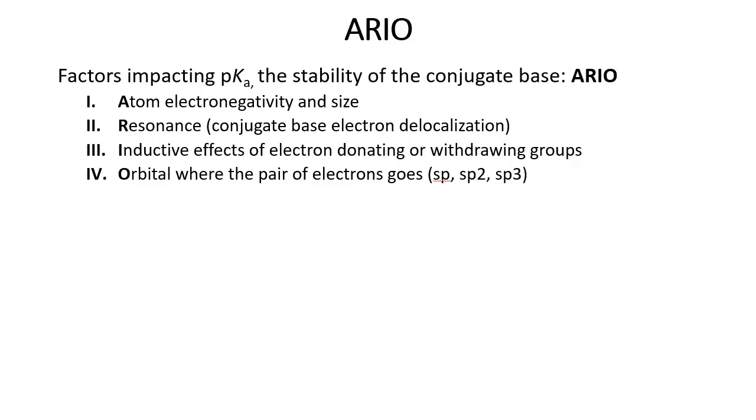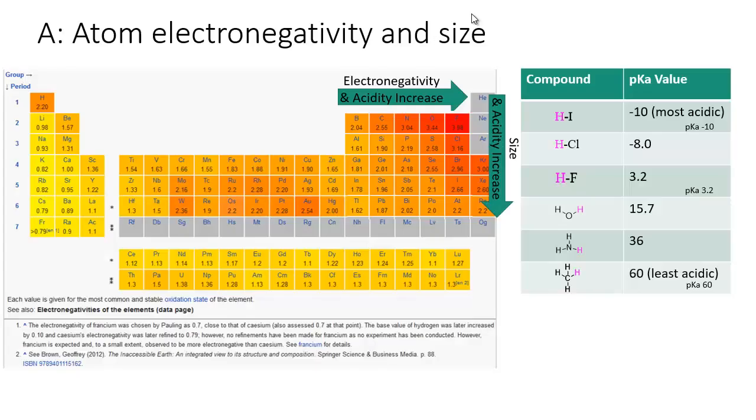And last, we have the orbital. So that is the specific orbital where those electrons go once the compound is deprotonated. We have sp hybridized orbitals, sp2, and sp3 hybridized orbitals that we'll talk about on the final slide. All right, first let's look at atom electronegativity and size in more detail.